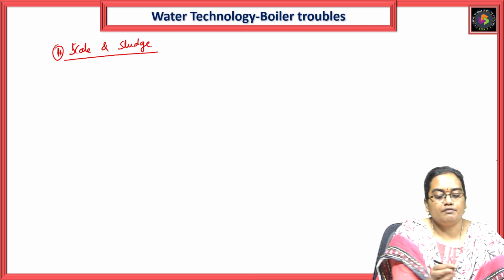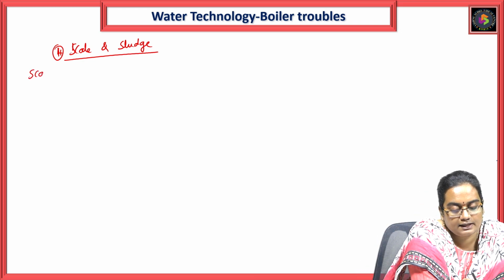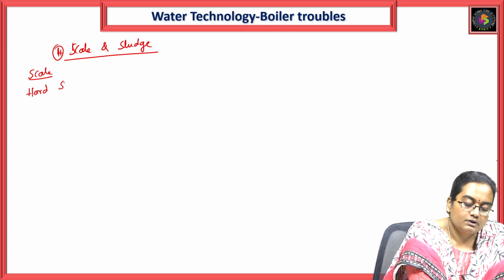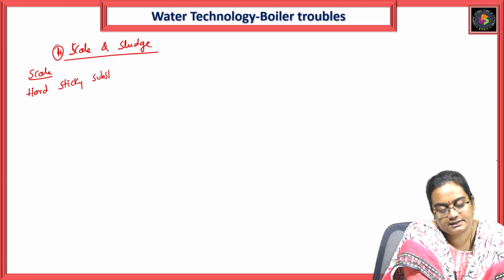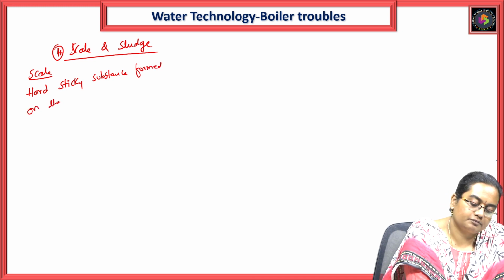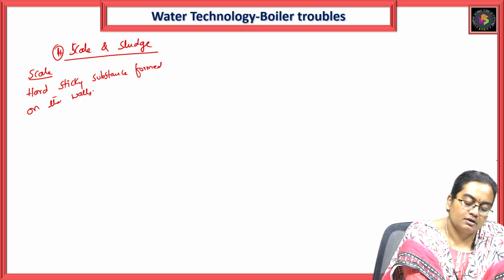Okay, so how can we define the scale and sludge? Scale: a hard, sticky substance formed on the walls of the boiler is known as scale.